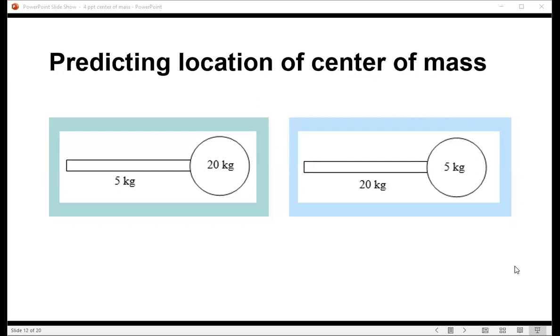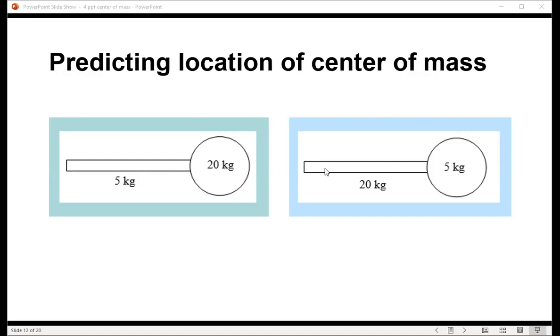All right, the last thing I want to look at here is predicting the location of the center of mass. So I'm just going to make up a couple of examples. So let's say that we had a rod that was 5 kilograms, and we had this big heavy sphere, like a bowling ball, at the other end. And you had to predict the location of the center of mass. So I'm just going to look at, 20 kilograms. This is pretty heavy. And this is pretty long. And so I'm just going to put my mouse someplace right in here, I think is where the center of gravity would be.